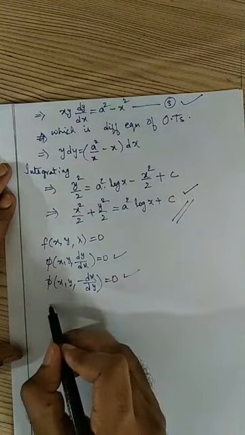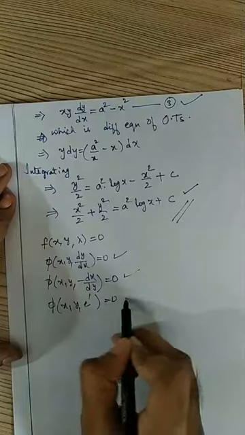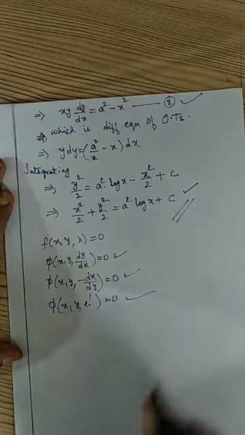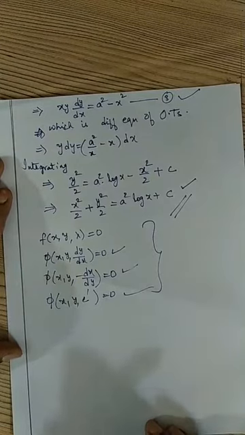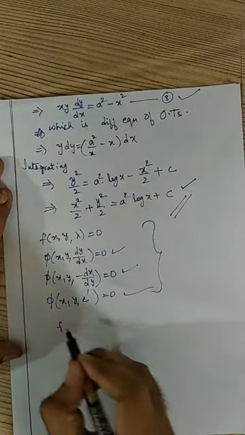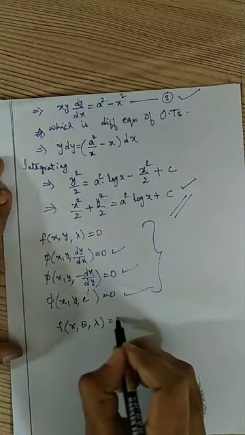Once we solve this, we will get another relation f of x comma y comma c dash equals 0. This is the required orthogonal trajectory. So this is the procedure when the given family is in Cartesian form. Instead of this, the given family may be in polar form, that is f of r comma theta comma lambda equals 0.